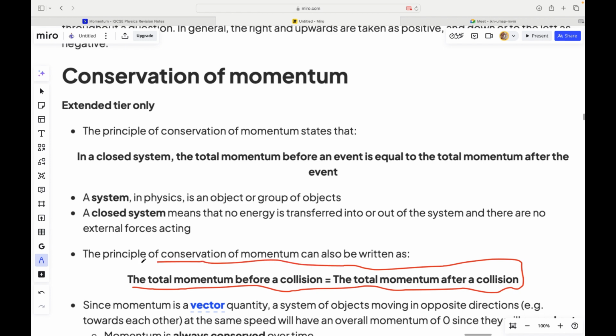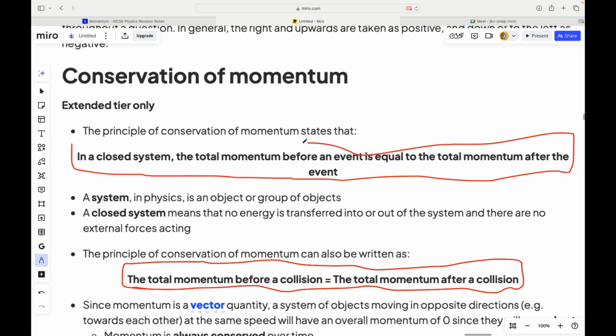So this is the law of conservation of momentum. If you say this in the exam, you get it. Another way to say it is, in a closed system, the total momentum before an event is equal to the total momentum after the event has occurred. So that's another way to say it, okay?